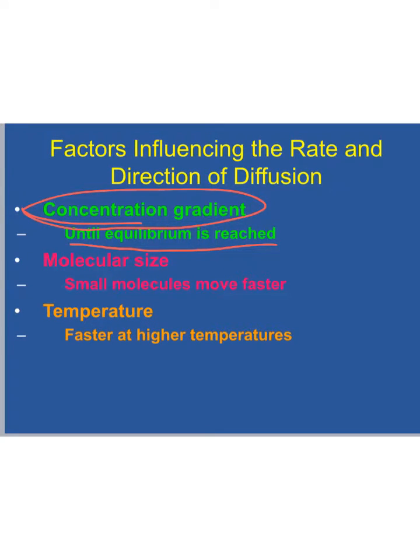The other thing that affects the rate of diffusion is molecular size. Small molecules are obviously going to move faster than larger molecules. And then lastly, we have temperature. The higher the temperature, the faster the molecules will move, and the faster the rate of diffusion will occur. So those are three things that affect the rate of diffusion.